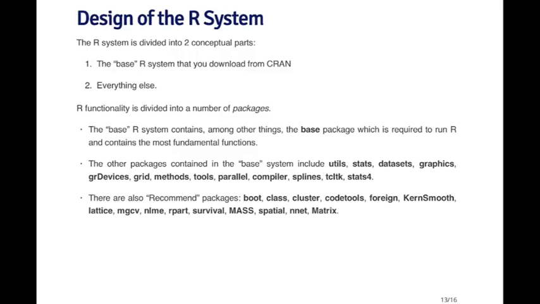So the basic R system is divided into, we can think of, two conceptual parts. There's the base R system that you download from CRAN, which is the Comprehensive R Archive Network, and that's the go-to place for all things R. And then there's everything else. The base system contains what's called the base package, which has all the low-level fundamental functions that you need to run the R system. And then there are other packages contained in the base system, which includes, for example, utils, stats, datasets, graphics, and a bunch of other fundamental packages that more or less everyone might use.